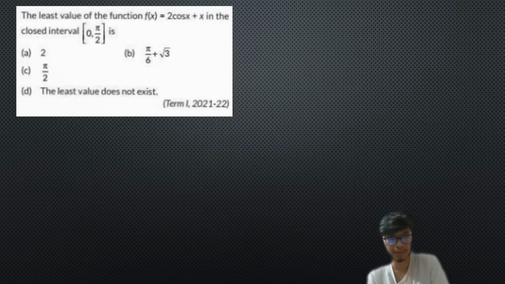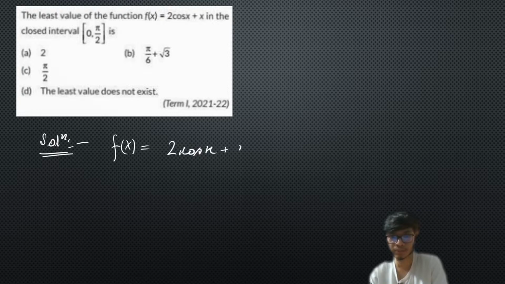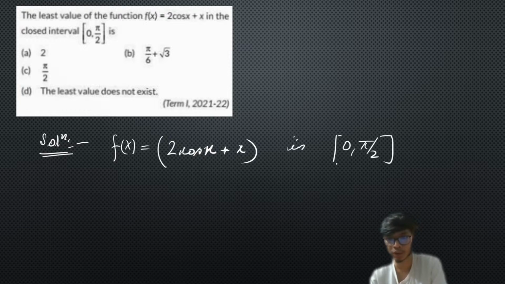And again, we have a problem where we basically have to find out the least value of a function. This is a question of maxima and minima, so we have to find the minimum value of the function. The function is given as 2 cos x plus x, in the interval 0 to pi by 2. We will find the minimum value of this function.